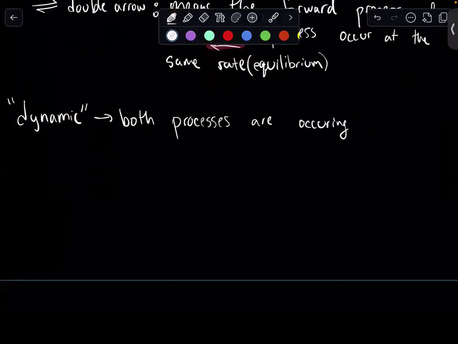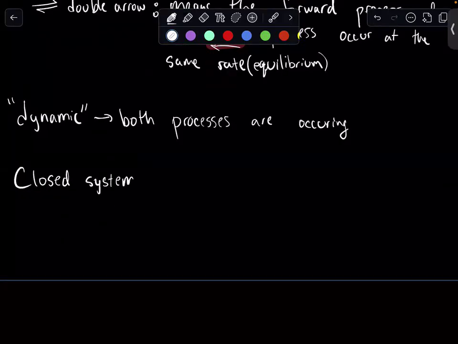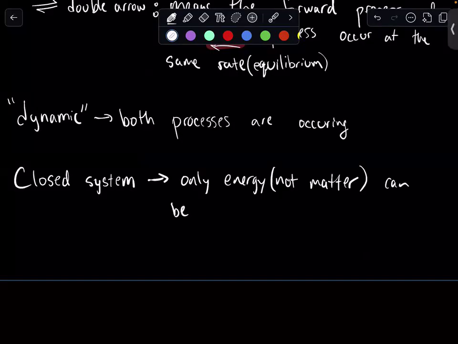One other thing about equilibrium, both physical equilibriums and chemical equilibriums, is they require what's called a closed system. We've talked about this when we've discussed endothermic and exothermic changes, when we talked about enthalpy, but to reiterate, a closed system is a system where only energy, and what I mean by that is not matter, so only energy can be exchanged between system and surroundings.